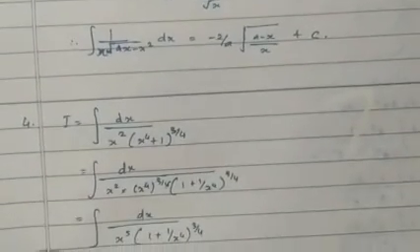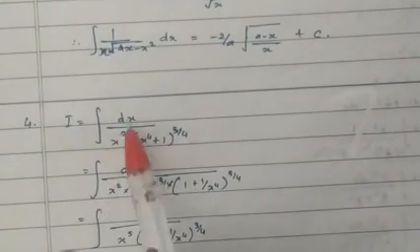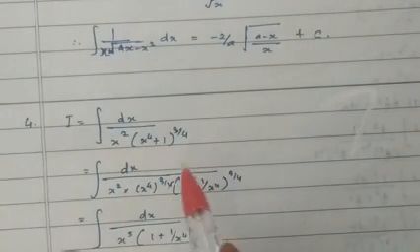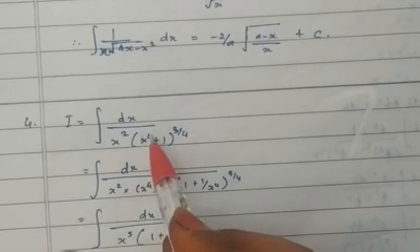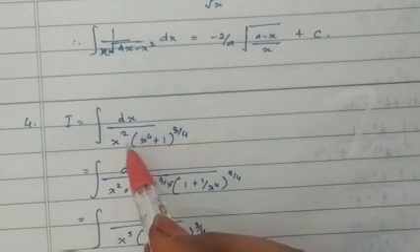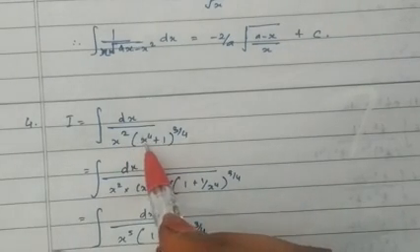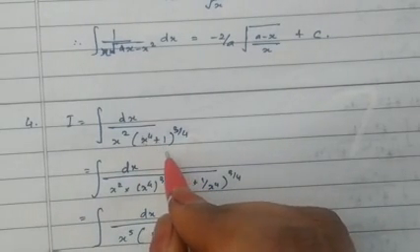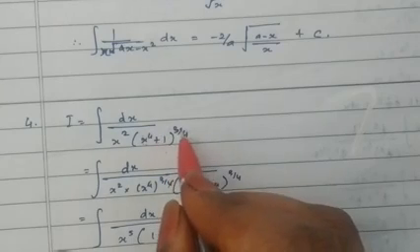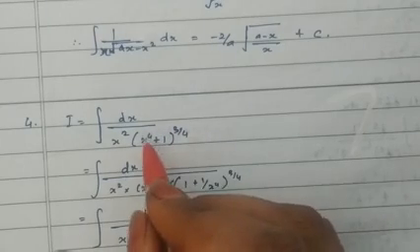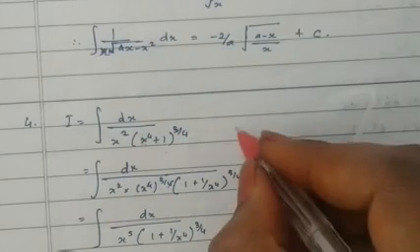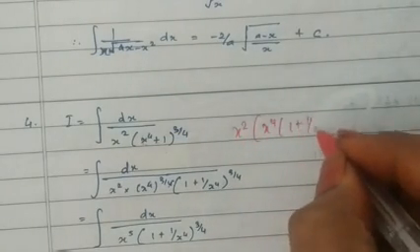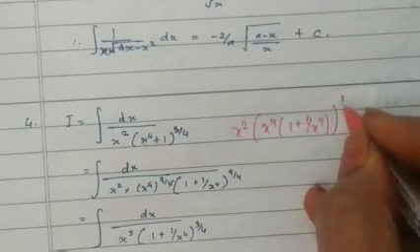Let us move on to the next sum. Integral over dx divided by x squared into x power 4 plus 1 the whole power 3 by 4. Here which is the highest power? X power 4. So what you should do is you need to take x power 4 outside. When you take x power 4 outside you will get 1 plus 1 by x power 4 whole power 3 by 4. When you take x power 4 outside the power also will be there. It is x squared.